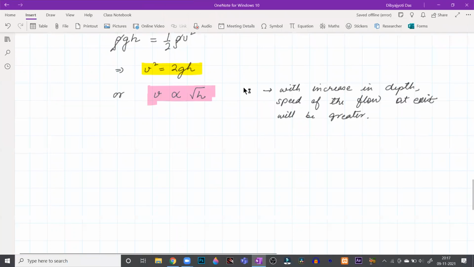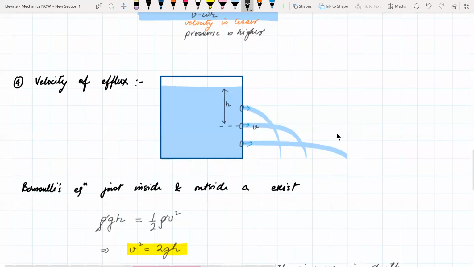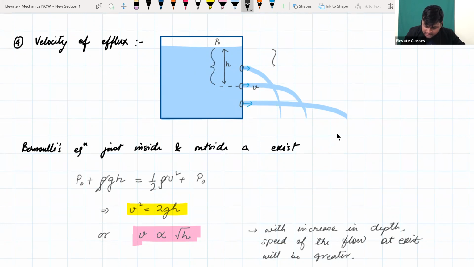Sir, can you explain again how you got rho gh equal to half rho v square? Like, is it a conservation of energy? This is actually conservation of energy principle. You see the entire pressure here. So there are two pressures here. Okay, so there is the pressure of the P naught, which is the air pressure. So this is the pressure that is experienced by both this thing here and here also. But there is also a pressure due to the weight of the liquid above it, which doesn't exist on the other side.